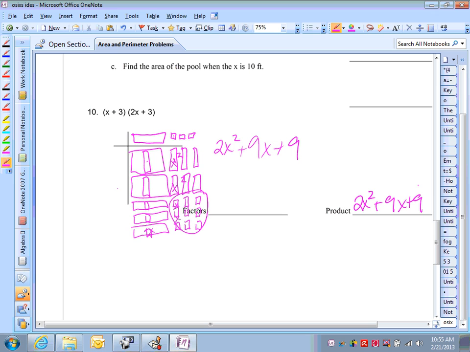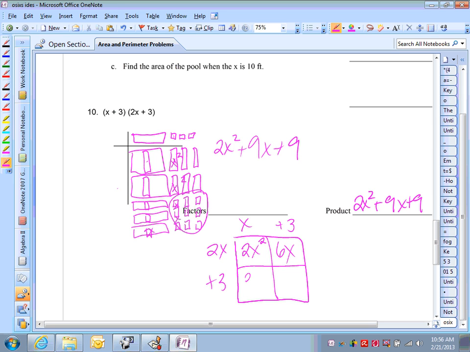Okay, now I want to try and do it box method. That's a lot easier. So I put x plus 3 on the top, and I put 2x plus 3 on the bottom, or along the side. 2x times x is 2x squared. 2x times 3 is 6x. 3 times x is 3x. And 3 times 3 is 9.